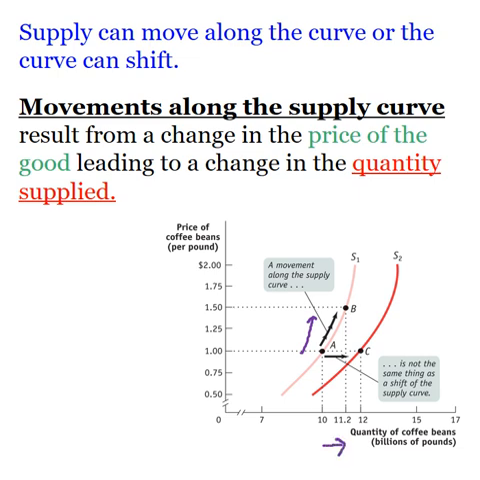Because see how the quantity supplied was 10 billion pounds? Now it's 11.2 billion pounds. Quantity supplied increased, which is different from A to C. That's a shift. If the entire line moves, you would say that supply increased. A to B is the quantity supplied increased.